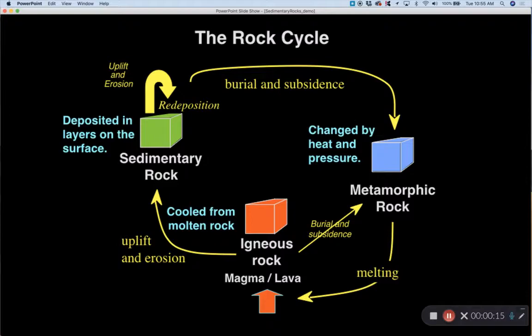So, what are sedimentary rocks? Well, if we go to our rock cycle diagram, what we see is that sedimentary rocks are what you get when you take igneous rock, or really any other rock that's exposed at the surface of the earth, and lift it up above sea level into the plane of erosion, where erosion and weathering break that rock down into mineral grains and dissolved ions, which are then deposited on the surface of the earth in layers to form sedimentary rock.